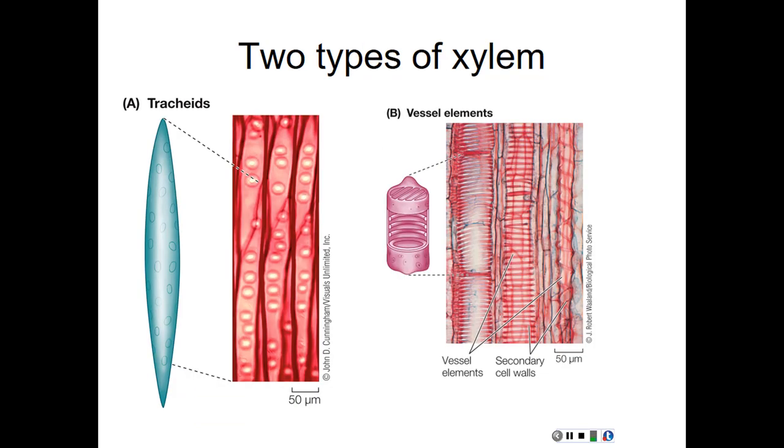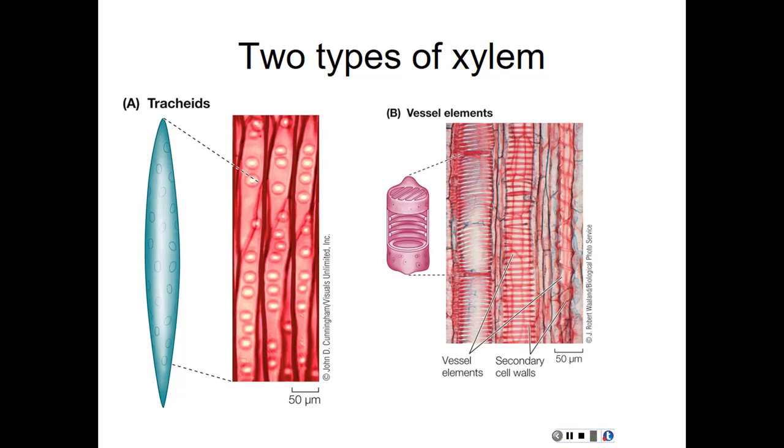So let's look at this xylem a little more closely. The interesting thing about xylem is that these cells are actually dead at maturity. When they are fully functional, ready to use, they are not alive anymore. Little sad, but true. And let's take a look. There are actually two types of xylem cells.